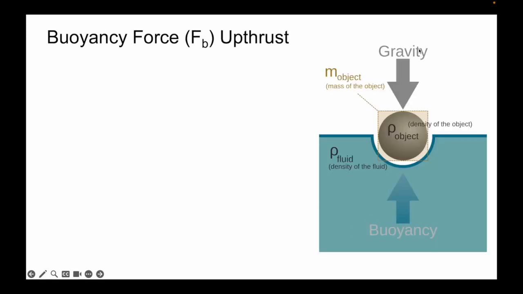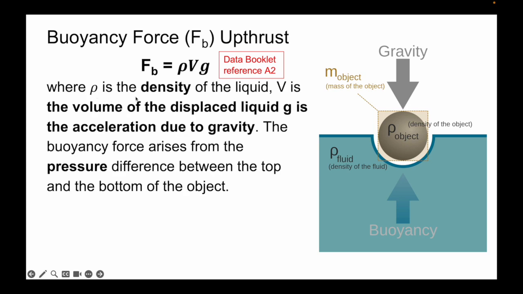The other thing we're going to be looking at with buoyancy force now is upthrust. So this upthrust is what we're going to be calling our force upwards here. This is the buoyancy and the upthrust of it. So this buoyancy force can be calculated by rho V times g. So the rho is the density of the liquid, our V is the volume of the displaced liquid. That's this part of the liquid right here, displaced liquid. And the g is the acceleration due to gravity.